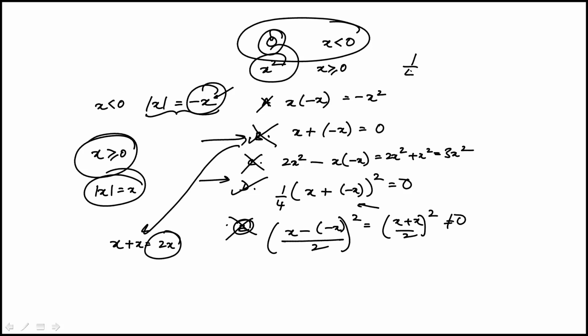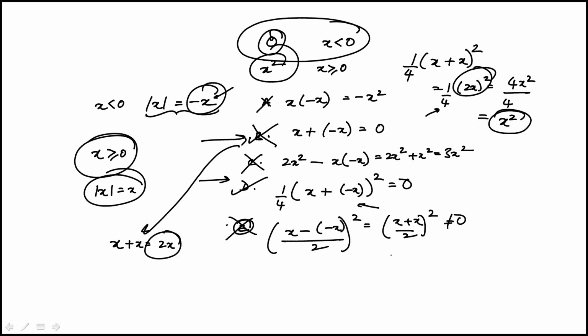And just to be on the safe side, I'll check that as well. The absolute value of x becomes x, so this is a quarter of 2x squared, and then 2x squared becomes 4x squared. We have the 4 in the denominator. So this does indeed come out to x squared. So the answer is D.